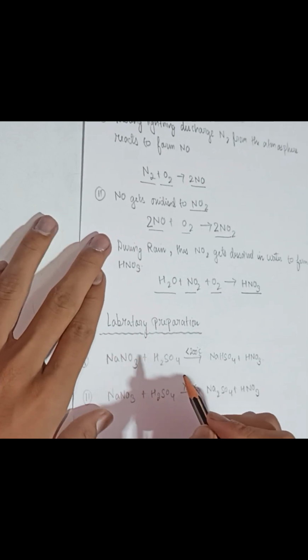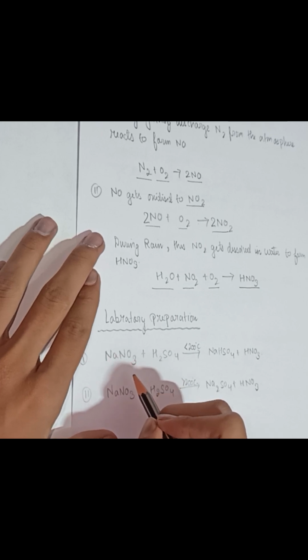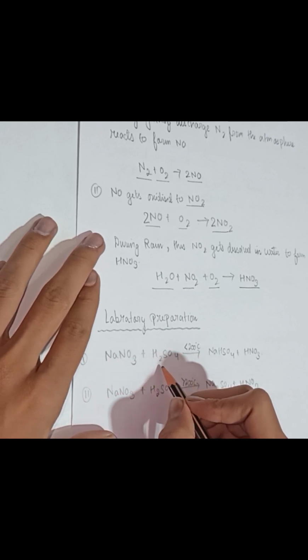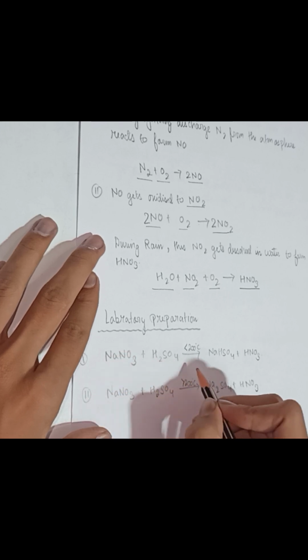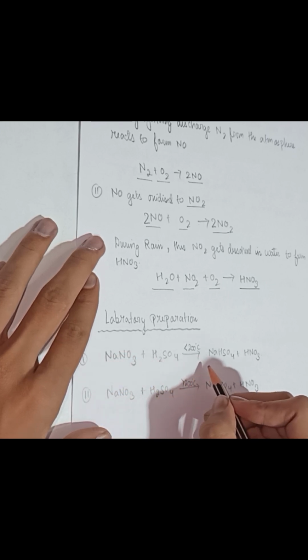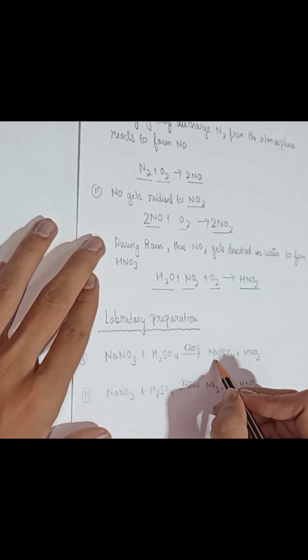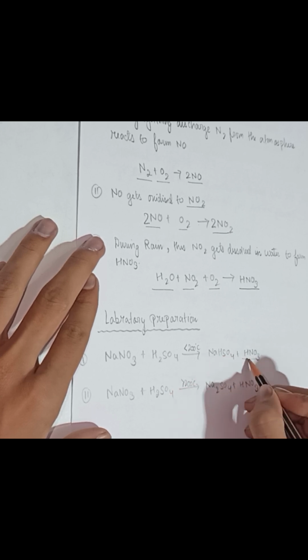Laboratory preparation of HNO3. In laboratory preparation of HNO3, concentrated H2SO4 is used as it is a non-volatile acid. The salt sodium nitrate is used and reacted at a temperature less than 200 degrees Celsius. It forms NaHSO4, also known as sodium bisulfate, and forms HNO3.